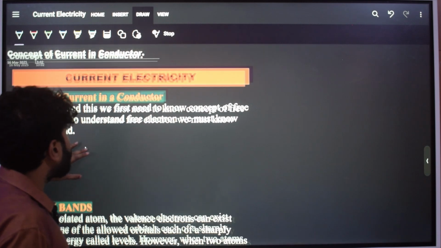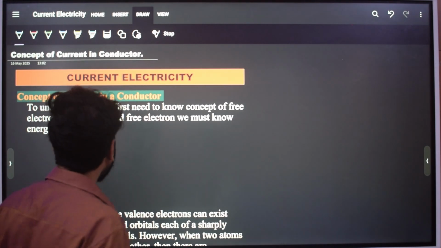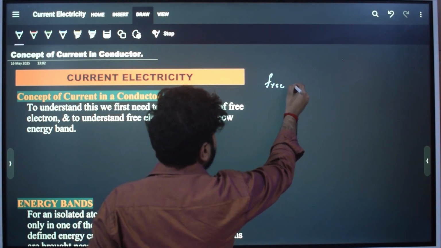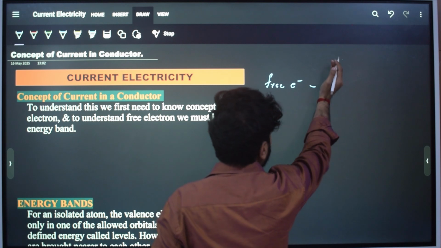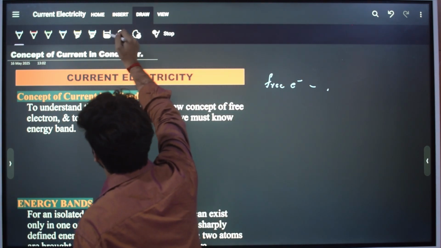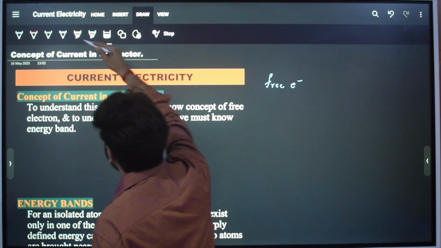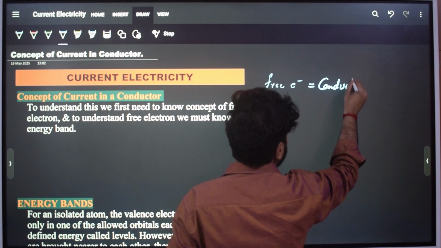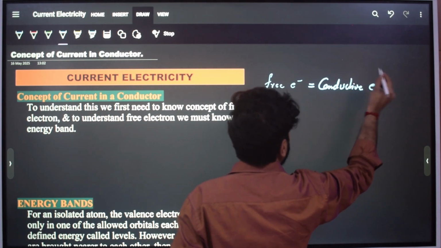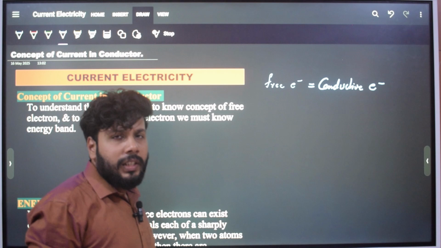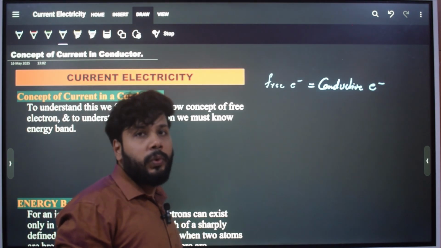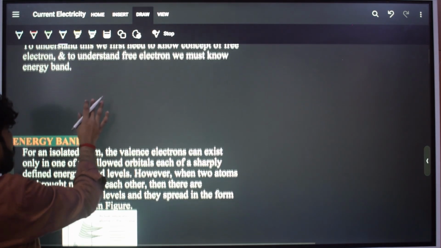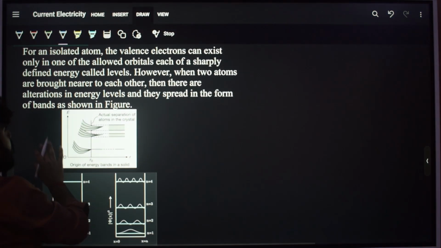First we are going to understand free electron with the help of energy band theory. Free electrons are also known as conductive electrons. Why conductive electrons? Because these are the only electrons which are mobile and which can produce current. So to understand free electron, we first have to understand what energy band is.